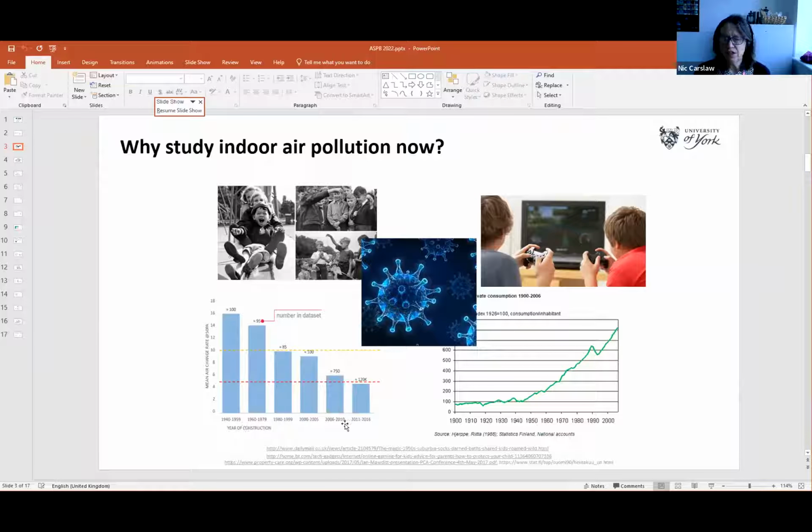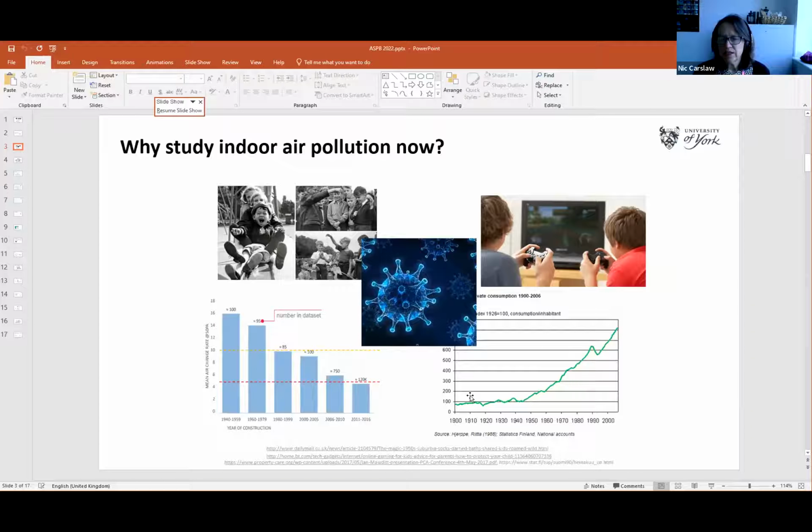And obviously this is the year of construction of the building. And you can see that over time, what this is telling us is that buildings have become more and more airtight. So we're spending more time indoors, and we're spending more time indoors in more airtight buildings.